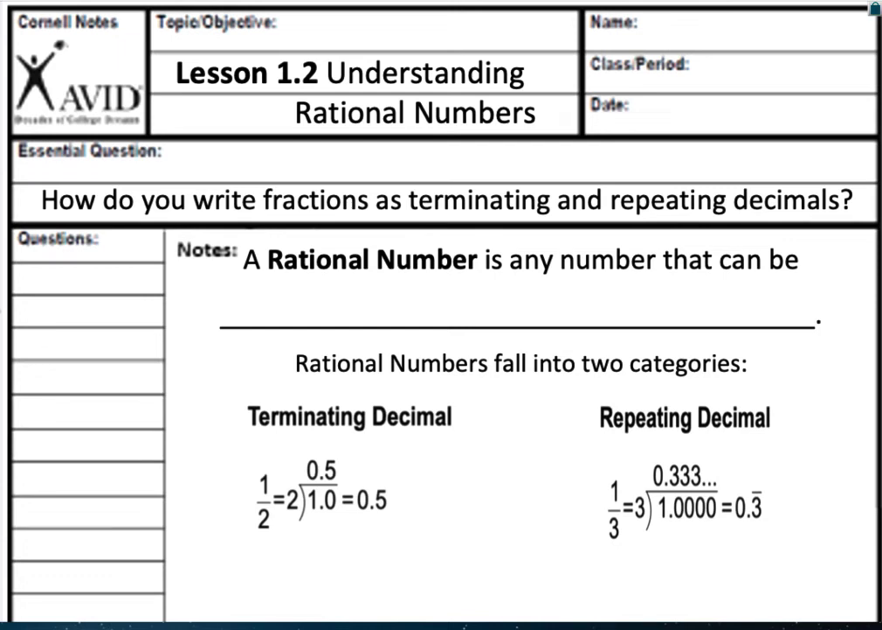Welcome to our lesson on understanding rational numbers. So we're going to start with a little bit of vocabulary. The first is, what is a rational number?